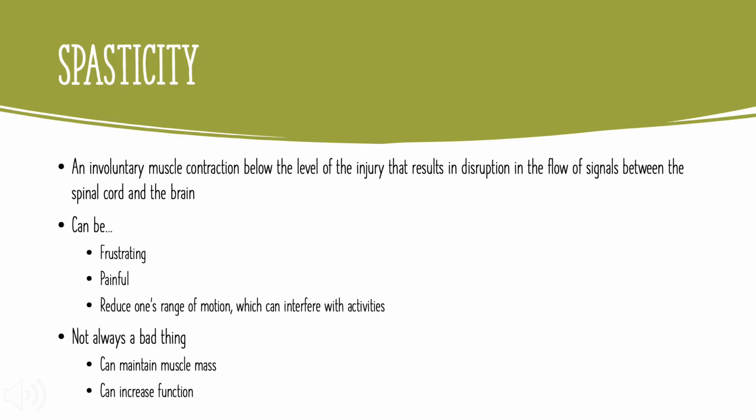Spasticity is an involuntary muscle contraction that occurs below the level of the spinal cord injury. While it may catch you off guard initially, it is important to note that it is very common for people who have experienced a spinal cord injury, and it will typically settle on its own. It's important to know that it's not always a bad thing. Spasticity can help maintain muscle mass and it can increase overall function.